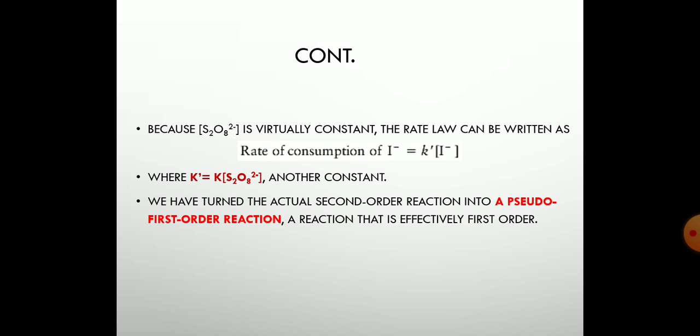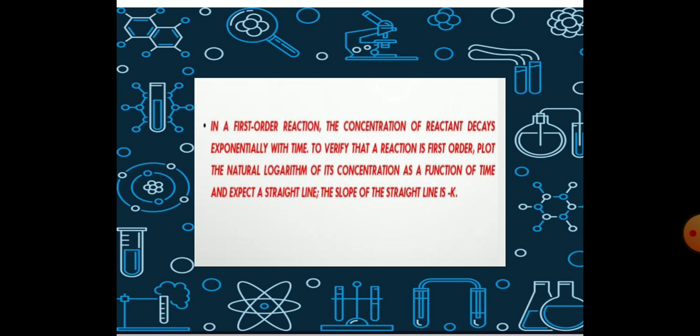We have turned the actual second order reaction into a pseudo first order reaction, a reaction that is effectively first order. In a first order reaction, the concentration of a reactant decays exponentially with time. To verify that the reaction is first order, plot the natural logarithm of its concentration as a function of time and expect a straight line. The slope of the straight line is minus k.